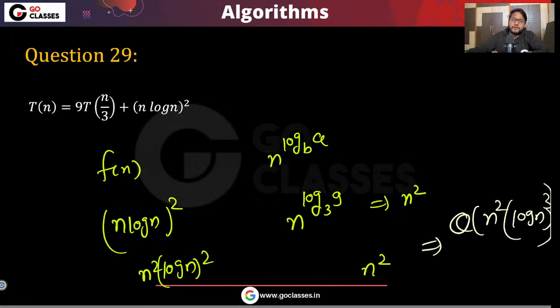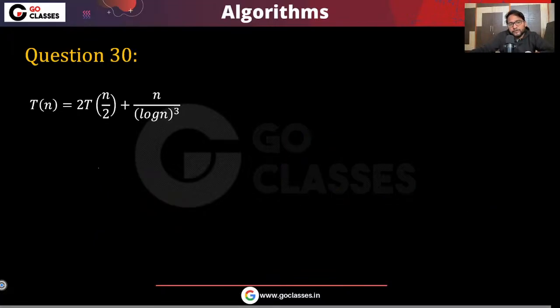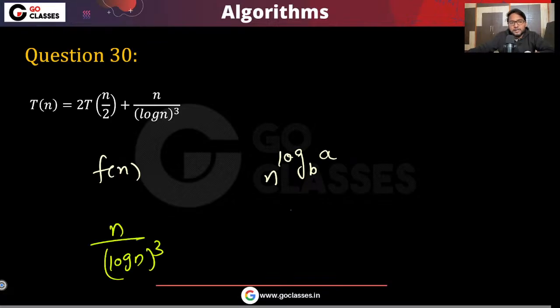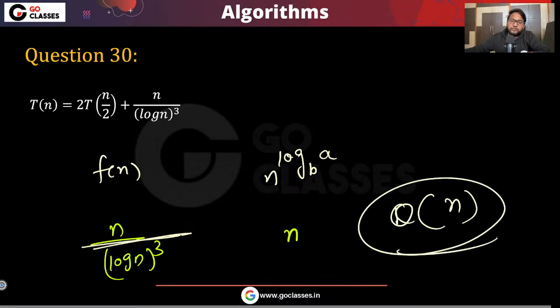Okay, now tell me this. This is f(n). This is n power log base b a. Right? So what is f(n)? n upon log n cubed. This is n only, right? Okay, sorry, n log base 2. So yeah, this is n only. So this is basically division by log n. In case of division, if it is multiple divisions, then theta of n only. Okay, theta of n only.